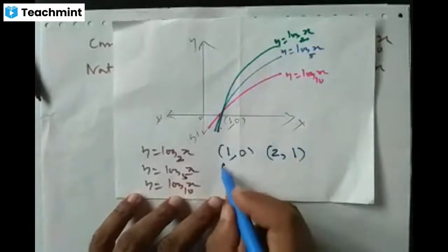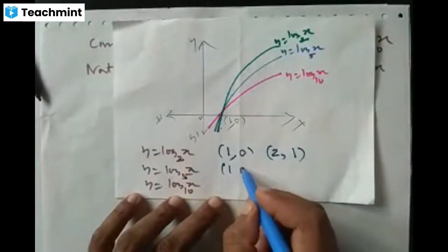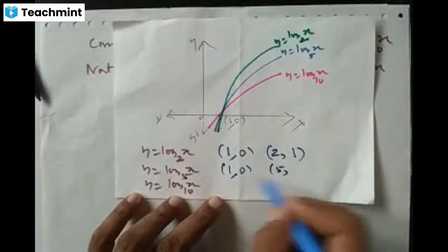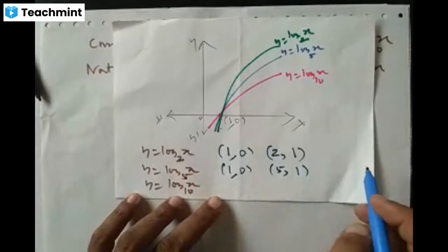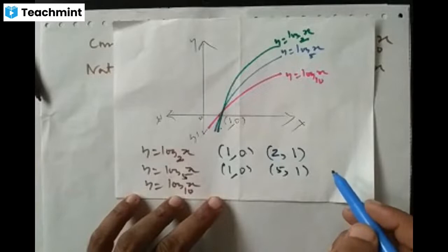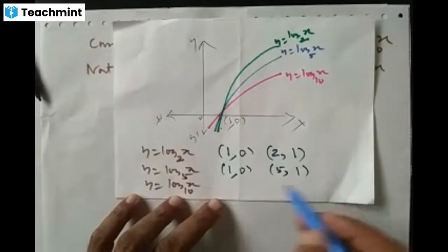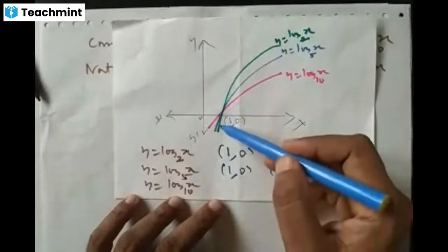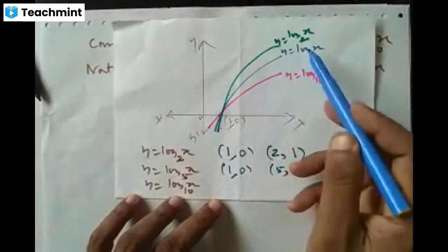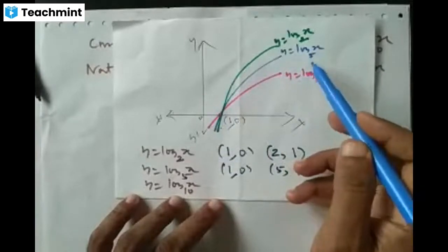Similarly, for x is 1, log 1 to the base 5 is 0. Next, if I put x is 5, log 5 to the base 5 is 1, correct? Right? Next, using these 2 points, one can draw the graph of log x to the base 5. See the blue color curve. Blue color curve is the graph of log x to the base 5.